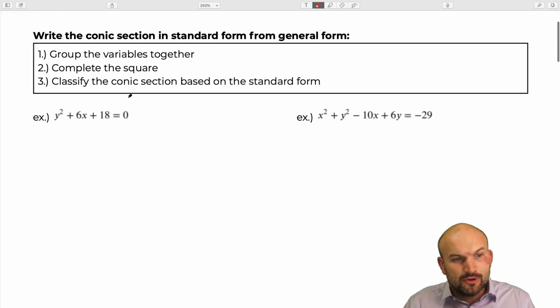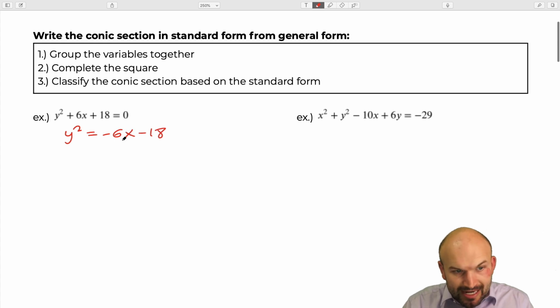So in this first example, hopefully we can see that this is exactly a parabola. There's only one term squared. However, if we want to put this in our standard form, what we're going to want to do is put the x's over on the other side. So I have y squared equals negative 6x minus 18.